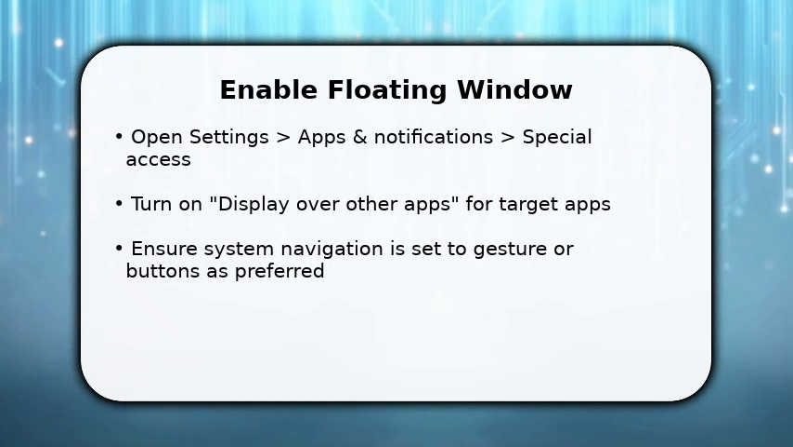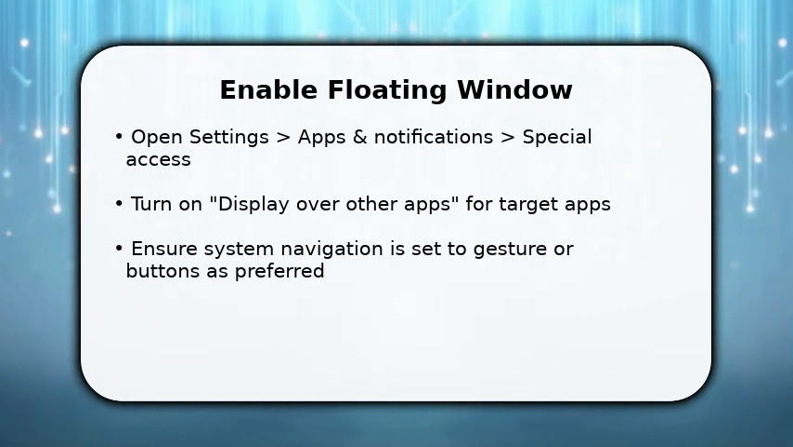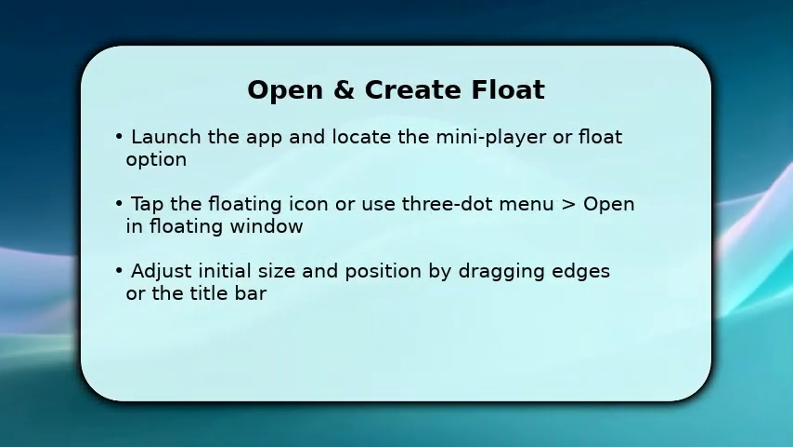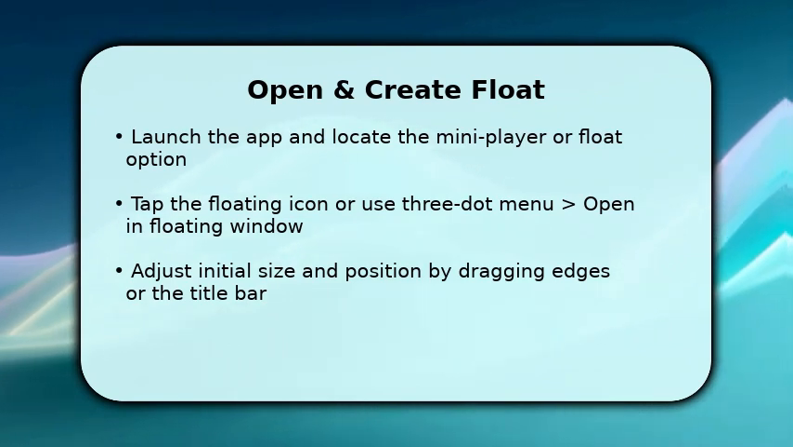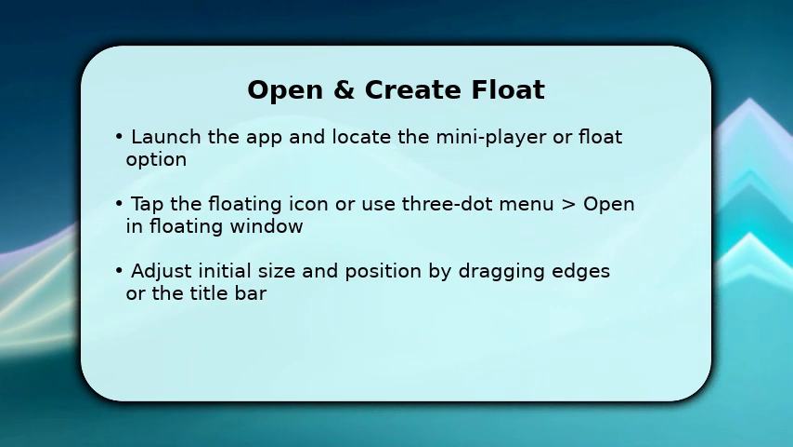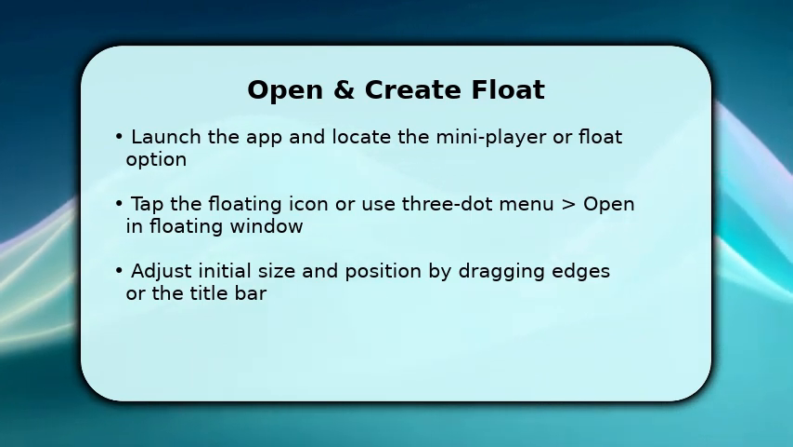the core requirement. With permissions granted, launch the app you enabled and look for its floating option. Many apps have a mini-player icon or a three-dot menu entry labeled Open in Floating Window. Tap that to create the floating instance.